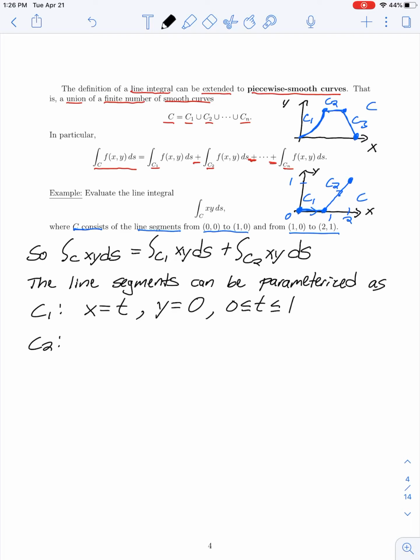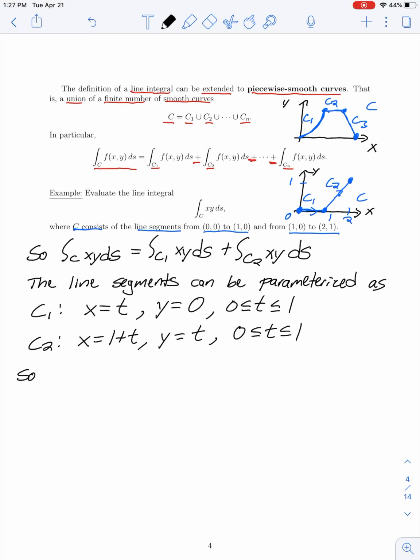Now for our second line segment, C2, we have the line segment from 1, 0 to 2, 1. So it has direction vector 1, 1. And it's moving from the point 1, 0. So my x equation would be 1 plus 1t. My y equation would be 0 plus 1t, where t ranges from 0 to 1, so that we're moving from the point 1, 0 to the point 2, 1.